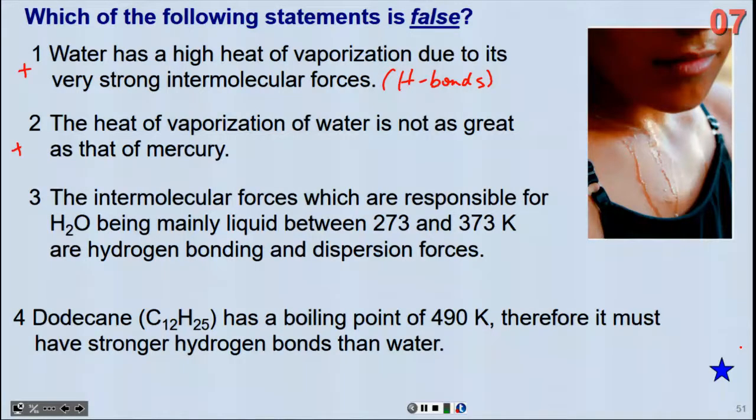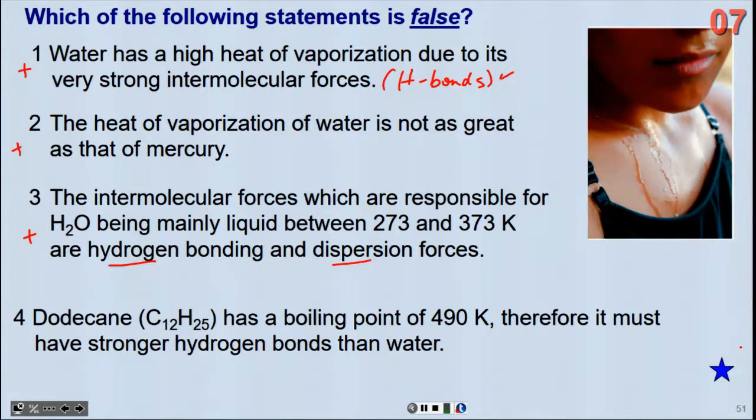The intermolecular forces responsible for water being mainly liquid between 273 and 373 Kelvin, in other words between freezing and boiling, are hydrogen bonding? Yep. And dispersion forces? Yep. Dipole is also included, so those are true. So the last one better be false.